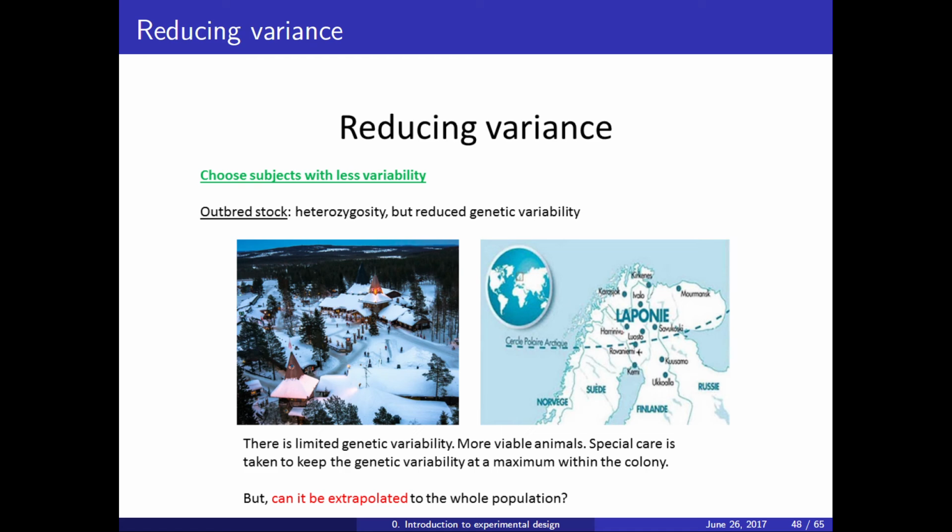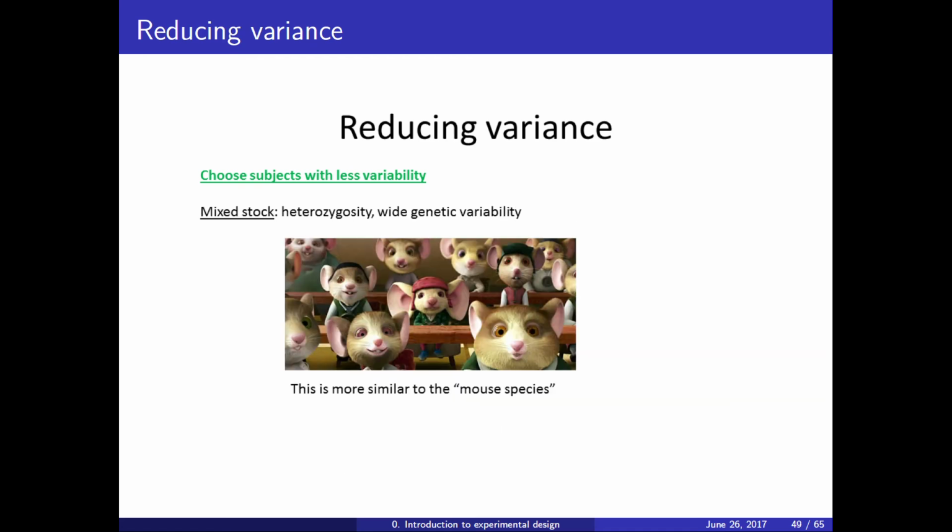So can it be extrapolated? What if you see a difference in some treatment? Can you extrapolate this to the whole of humanity? Maybe not. And the other extreme of working with twins is working with mixed stocks. In mixed stocks, all animals are completely different. This is the total genetic variation, and if you find a difference here, then probably it can be extrapolated to the whole species.